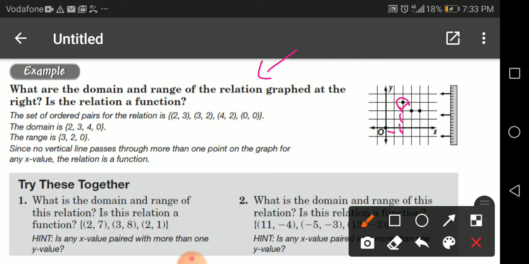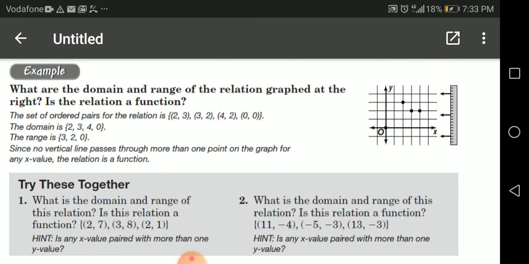So this point, it's 2 and what? 2 and 3. What about this point? It's what? 1, 2, 3 and 2. This second point is 3 and 2.